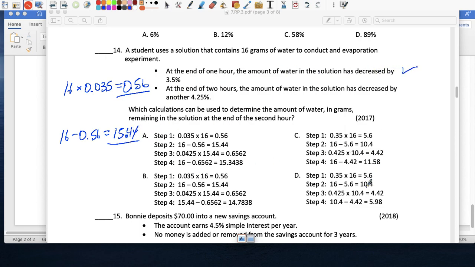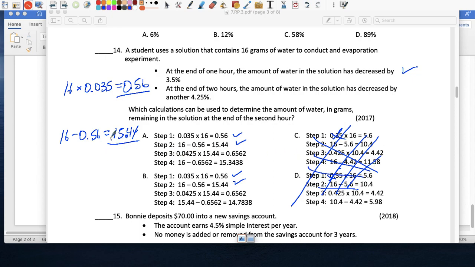Does anything look like that? Well, this one does, right? That's exactly what I did. This one is exactly what I did. These two, well, you multiply by 0.35, which is incorrect. So that's gone and that's gone. So C and D are gone.